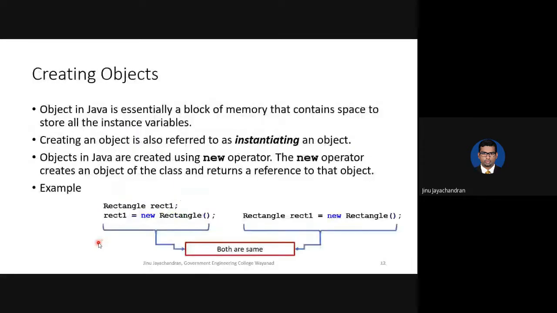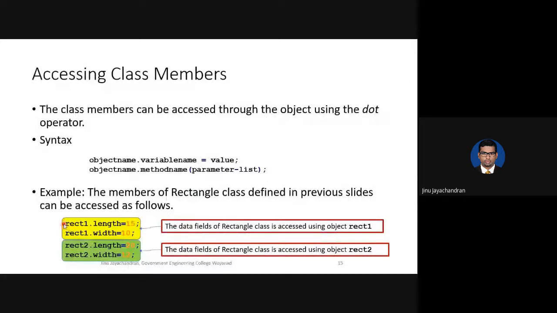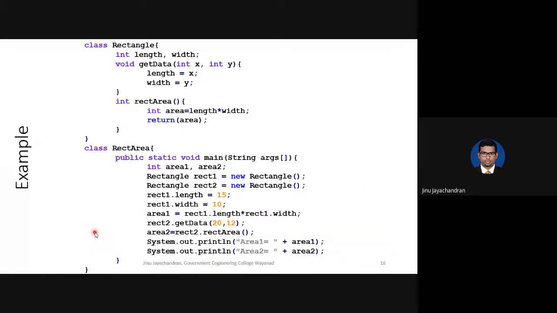To do that, you say the object name dot length is equal to the value, which will assign the value to the variable of that object. Similarly, if you use rect1 dot width is equal to 10, you are assigning a value 10 to width in the object rect1. Similarly, you can access length and width using rect2 also, but rect1 and rect2 are two different objects, and a change in one will not affect the other.